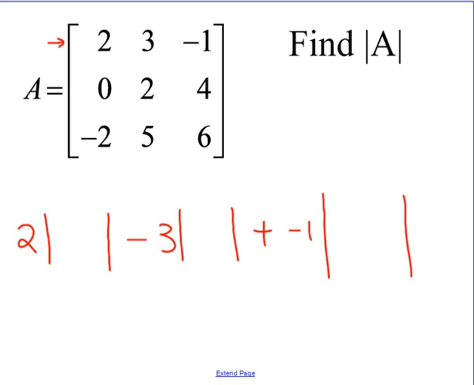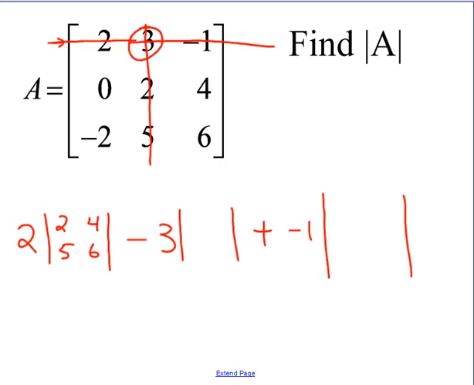Now to find the minor for 2, for this right here, we are going to knock out its row and column. And what that leaves is this little mini matrix of 2, 4, 5, 6. Okay. Now I can do something similar when I'm trying to do the 3.